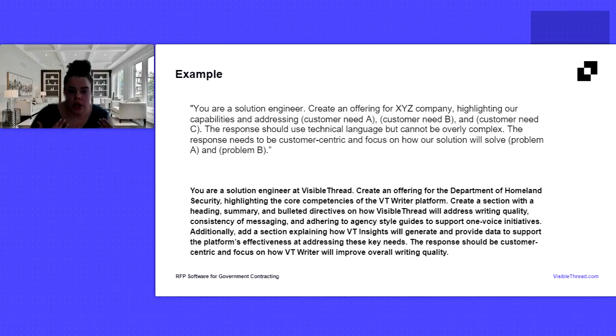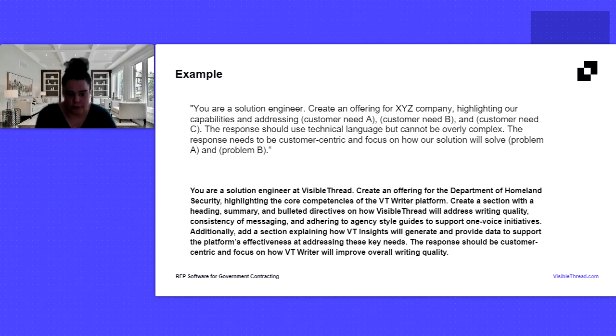So in practice, what does that look like? You're a solution engineer at Visible Thread. Create an offering for the Department of Homeland Security, highlighting the core competencies of the VT Writer platform. Create a section with a heading, summary, and bulleted directives on how Visible Thread will address writing quality, consistency of messaging, and adhering to agency style guides to support one-voice initiatives. Additionally, add a section explaining how VT Insights will generate and provide data to support the platform's effectiveness at addressing these key needs. The response should be customer-centric and focus on how VT Writer will improve overall writing quality.